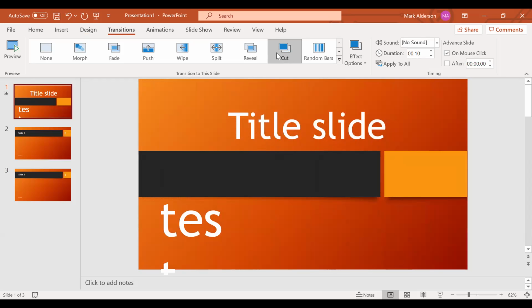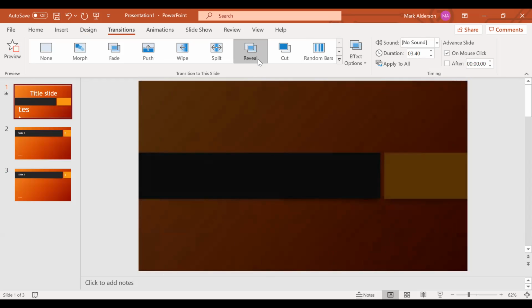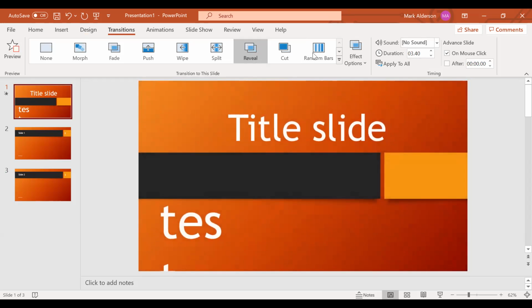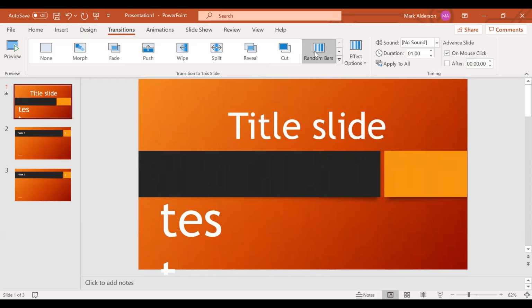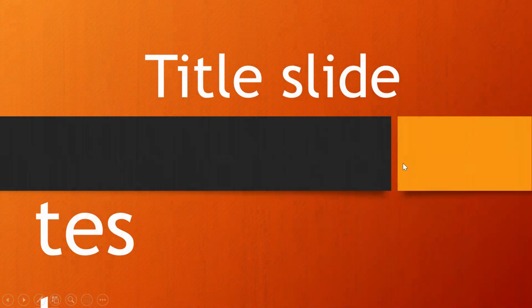So I can choose reveal. Comes in nice and slow. I quite like that random bars to start. It almost looks like a curtain effect. So that's how that one will appear. If I start the presentation, random bars, in we come, first slide. I'll just hit escape at this point rather than go through the slides.